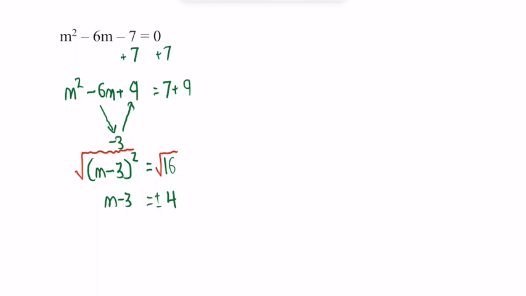Now here, because 3 and 4 are like terms, it's good to go ahead and split it into 2 equations. m minus 3 equals 4, and m minus 3 equals negative 4. And to finish, when we add 3 to both sides of the first one, we have m equals 7. When we add 3 to both sides of the second one, we have m equals negative 1.